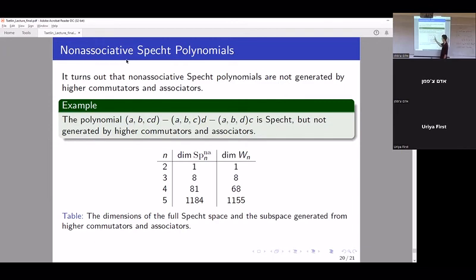So this is the dimension of the subspace which is generated by these commutators and associators. For n equals 2 and 3, we just agree. We don't have anything different. But for n equals 4, we get several examples of this form. And for n equals 5, it goes even more.